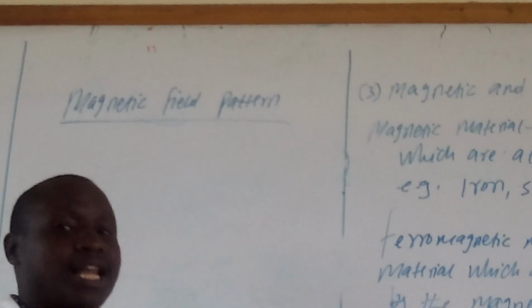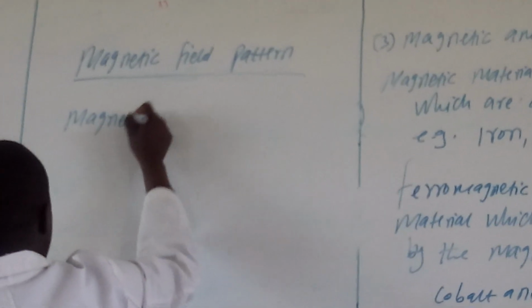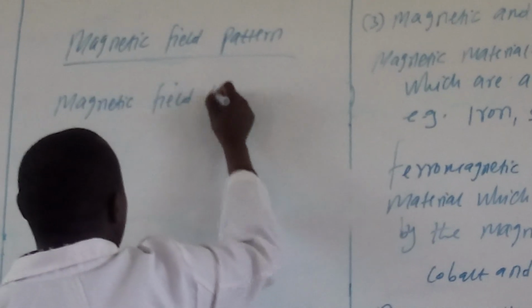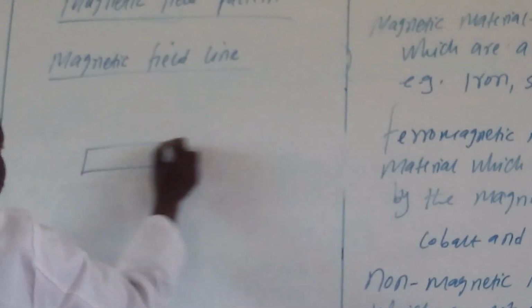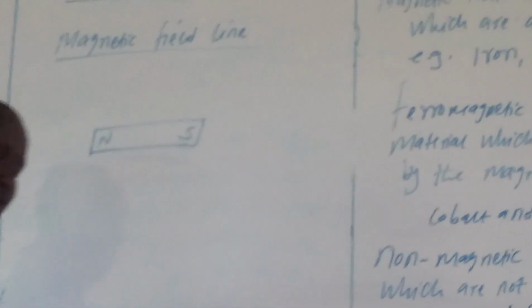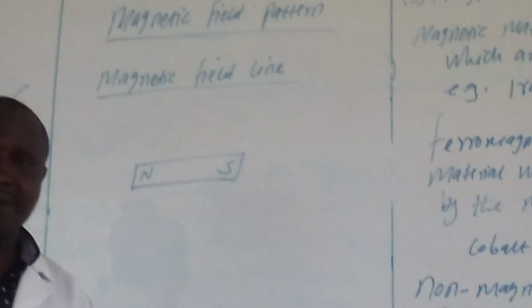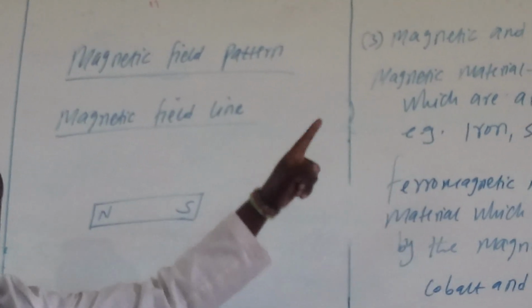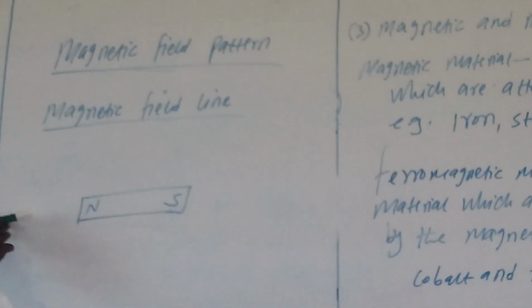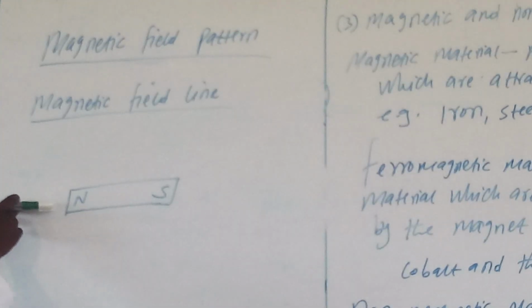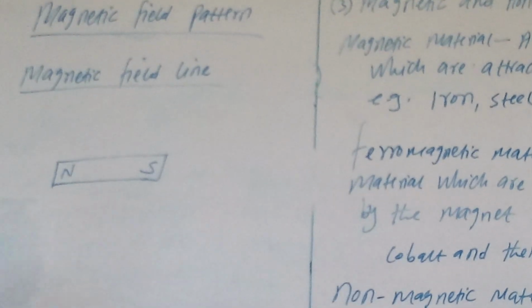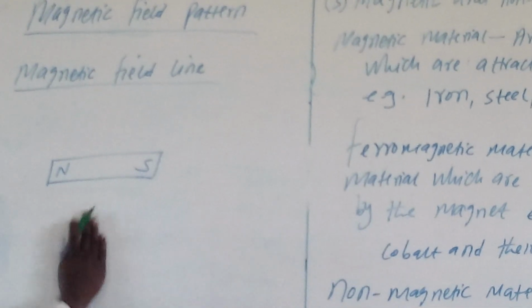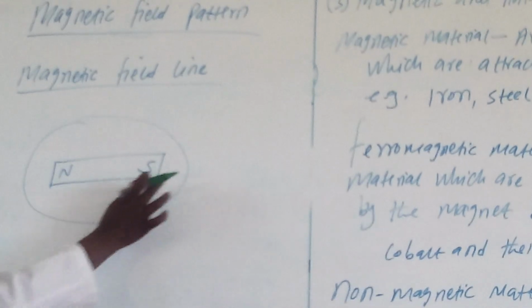In magnetic field pattern, we will start first with magnetic field line. Here we have a bar magnet. Let's say this one is the north pole, and this one is the south pole. If you take a magnetic material, I hope you know magnetic materials are materials which are attracted by the magnet. If you bring it closer here, you will find that there is attraction. But as you move that magnetic material away from the magnet, that attraction is weakened. So you will find that from maybe somewhere around this field here is where the magnetic attraction is felt.